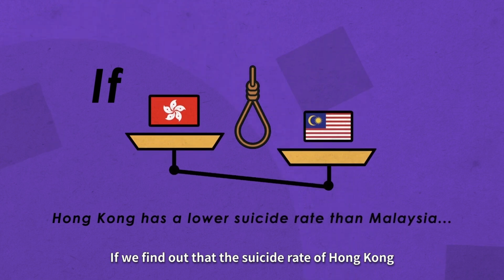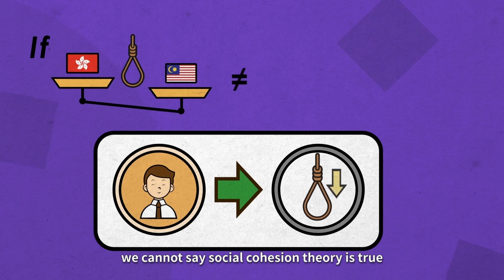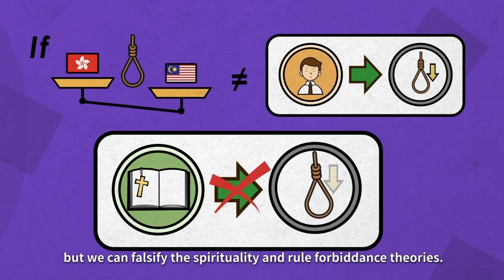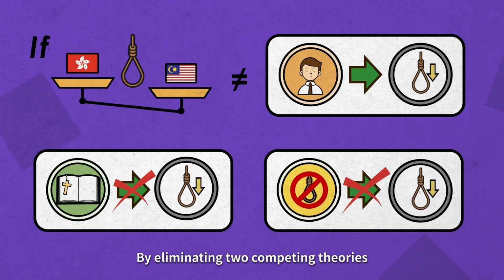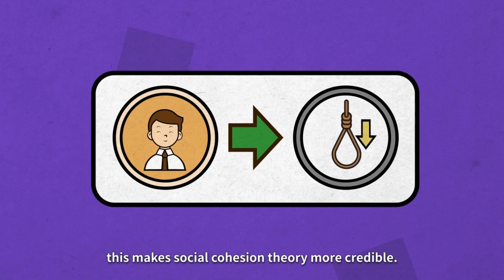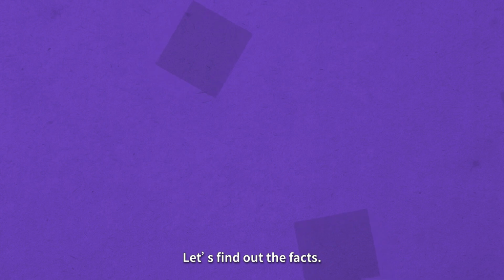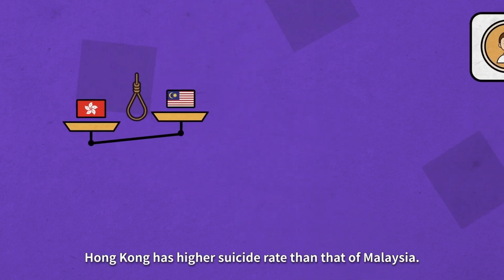If we find out that the suicide rate of Hong Kong is lower than that of Malaysia, we cannot say social cohesion theory is true, but we can falsify the spirituality and rule forbiddance theories. By eliminating two competing theories or alternative explanations, this makes social cohesion theory more credible. Let's find out the facts. Unfortunately, Hong Kong has a higher suicide rate than that of Malaysia.